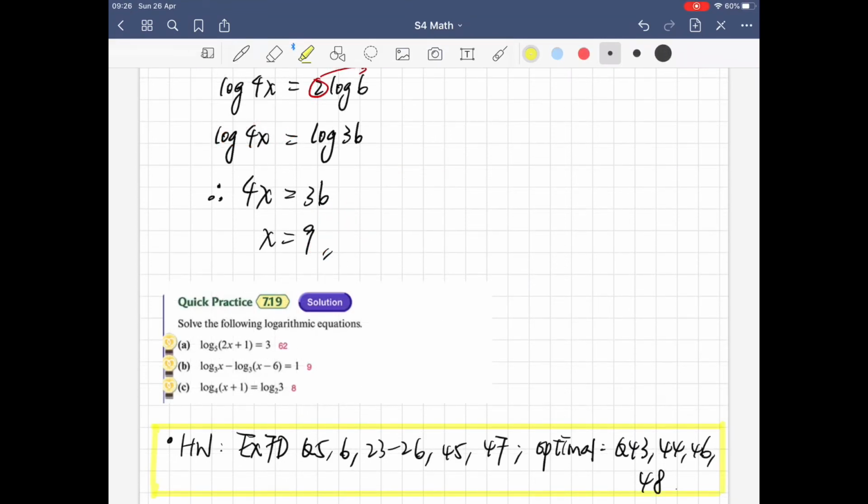So for the remaining time, please help me to finish the correct pattern 7.19, and for the yellow box, these are the questions for today's homework.